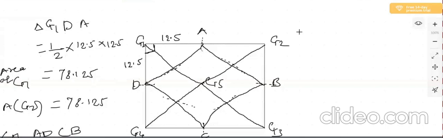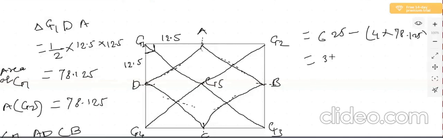Basically, there is one more logic for the area of this square ADCB. You can find it out in two or three different ways. One way is the entire area, 25 by 25, which is 625, minus 4 into 78.125. How much is it? 312.5. Okay, so now you got the area for all the rain gauge stations.